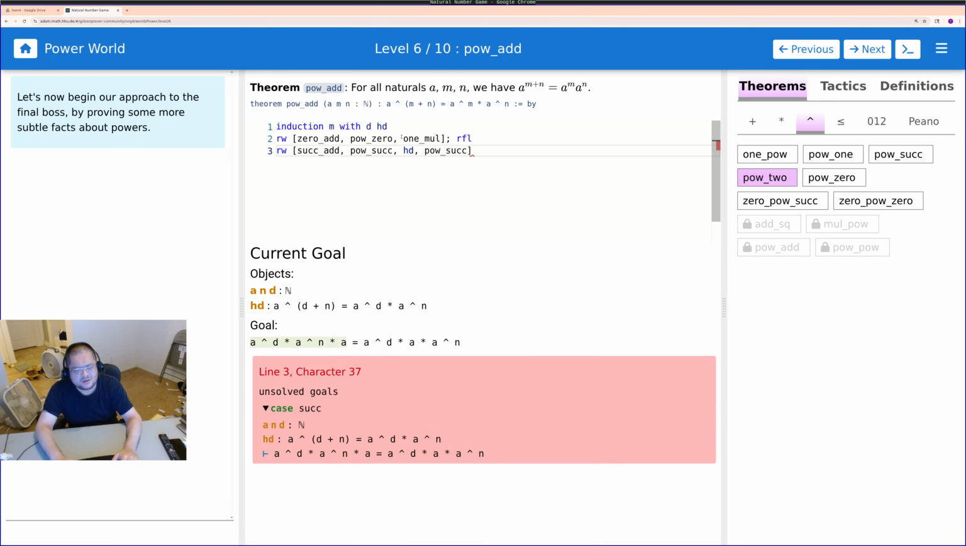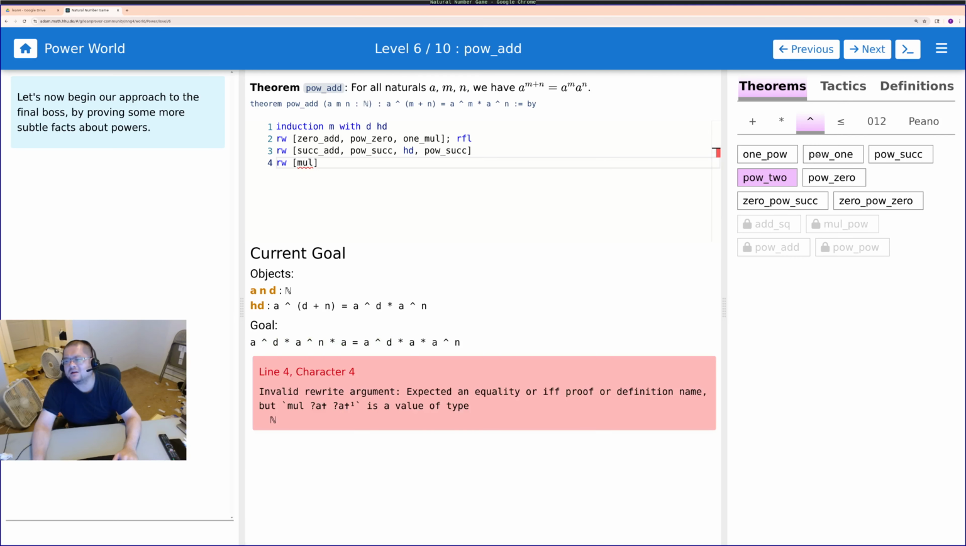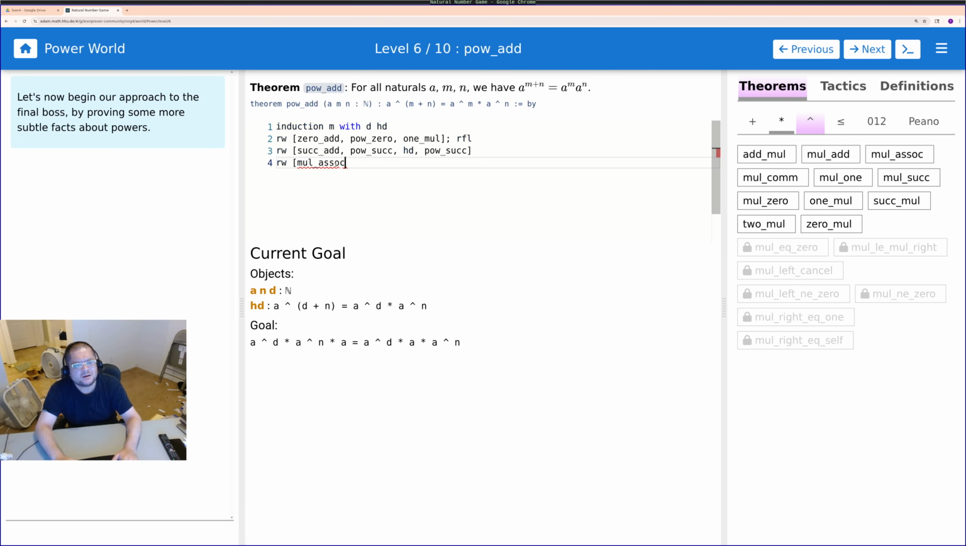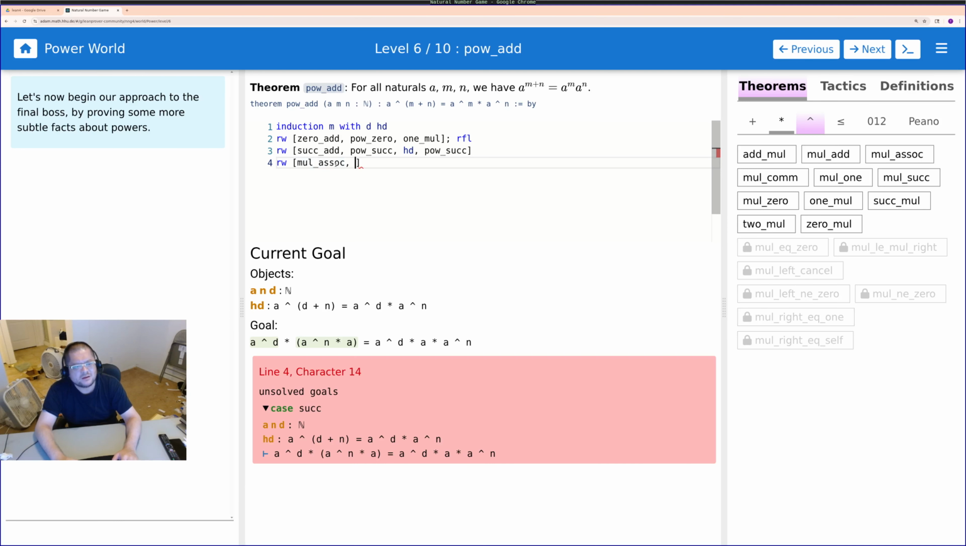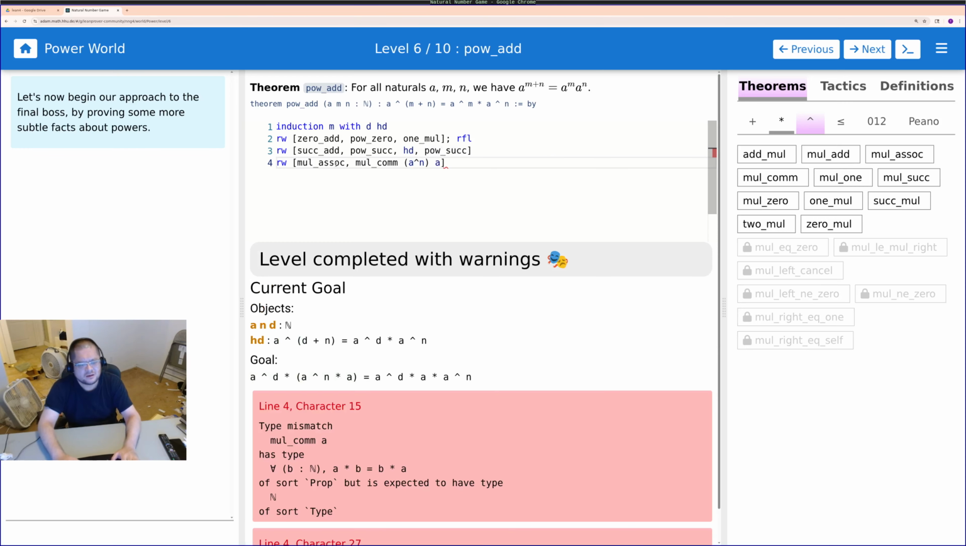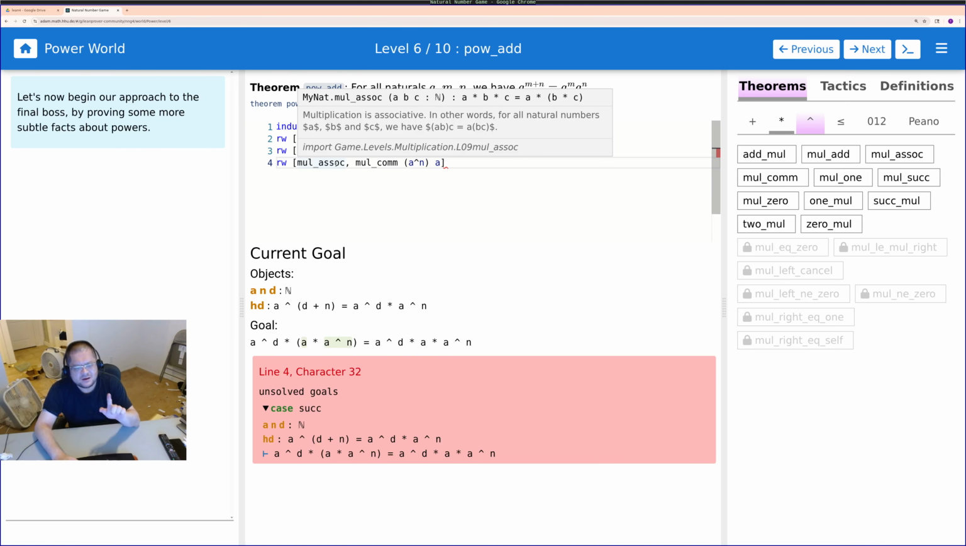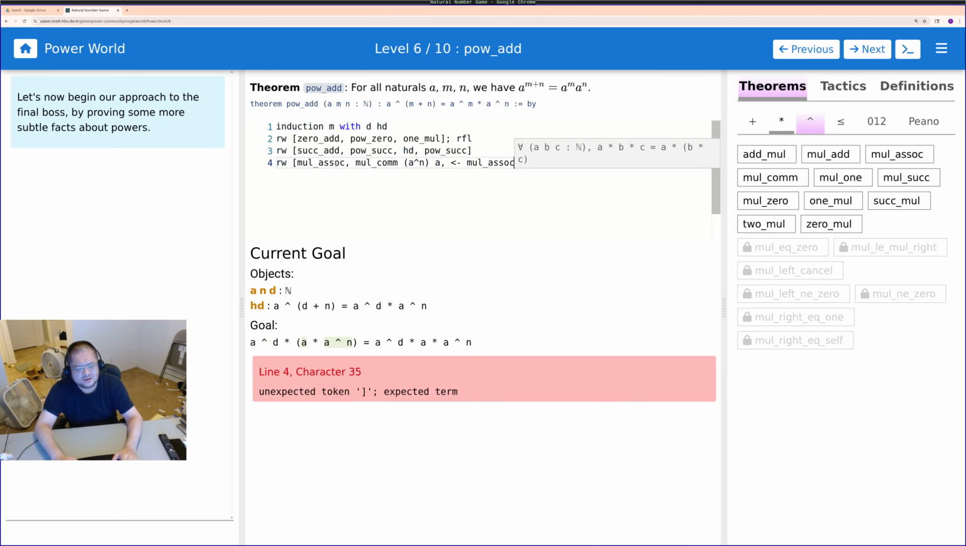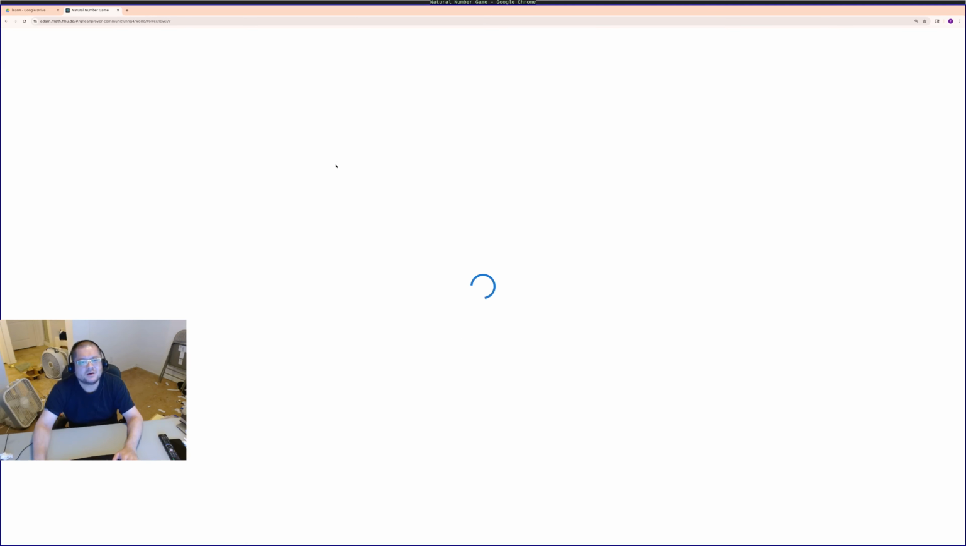Power of successor. A to the D, A to the D, A to the N, A to the N, and there's an A in between. Okay, we need to fix that. Rewrite multiply. Which tactics do we have for multiply? Probably just make it associative first. And then multiply commutative, the A to the N, A. Okay, so A to the D, A to the N on both sides. Now we're going to make it like this, and I think this finishes it. Great.